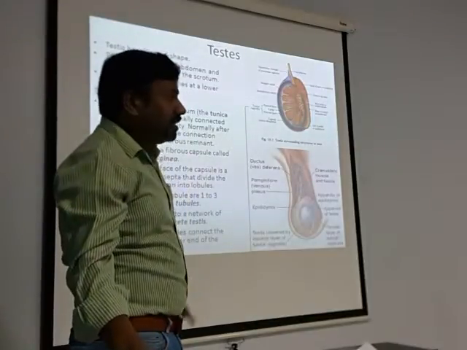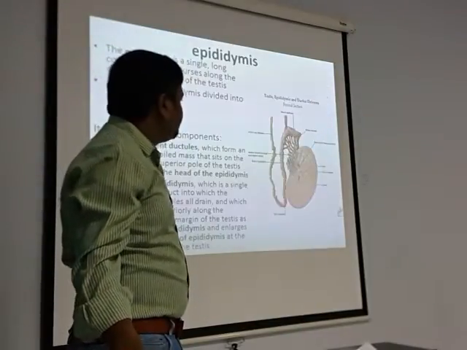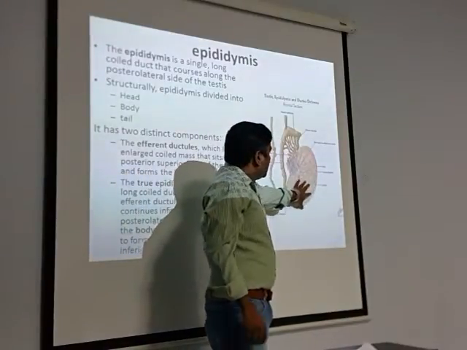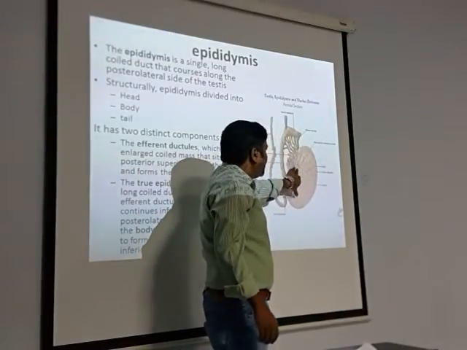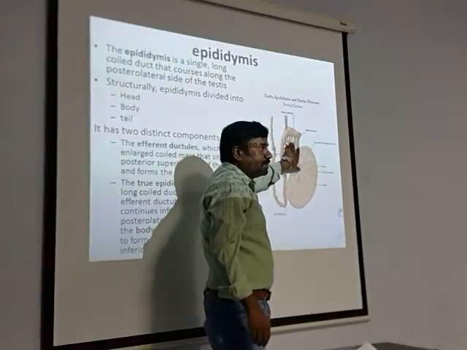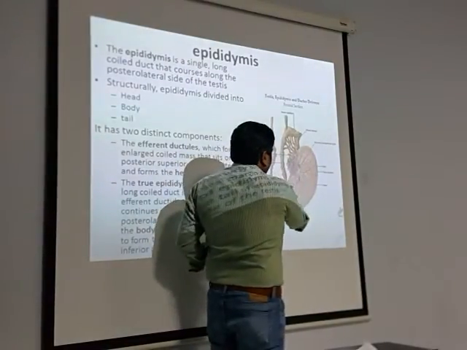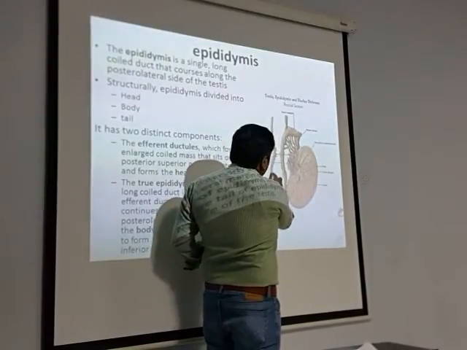Wait. Did you get it? See here, this is the testis. There are all these seminiferous ductules, then the rete testis, efferent ductules, then you have the epididymis, the head of the epididymis, then the body, and then the tail, and then up, this is the vas deferens.